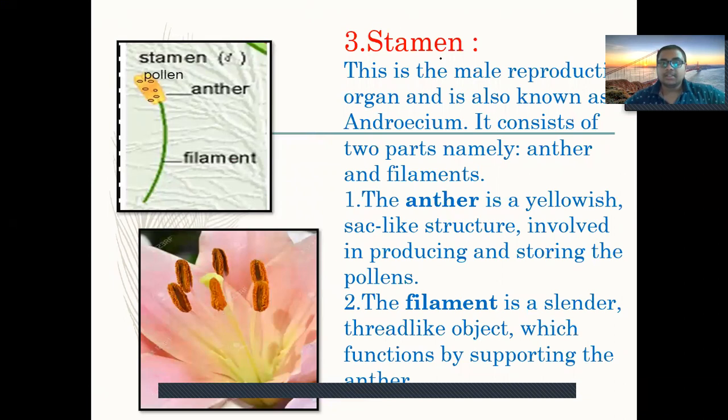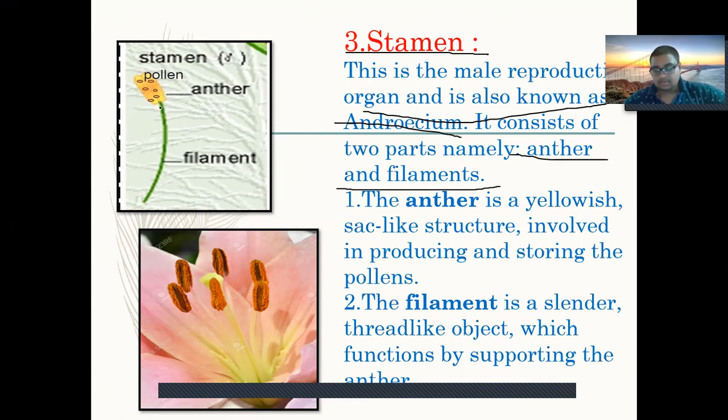Okay. Now comes the stamen. The stamen is a male reproductive organ and is also known as androecium. We have already discussed it, and it consists of two parts, namely anther and filament. You can see this in the picture. You can recall this similar picture from our previous slides. So this is the anther, this is the filament.